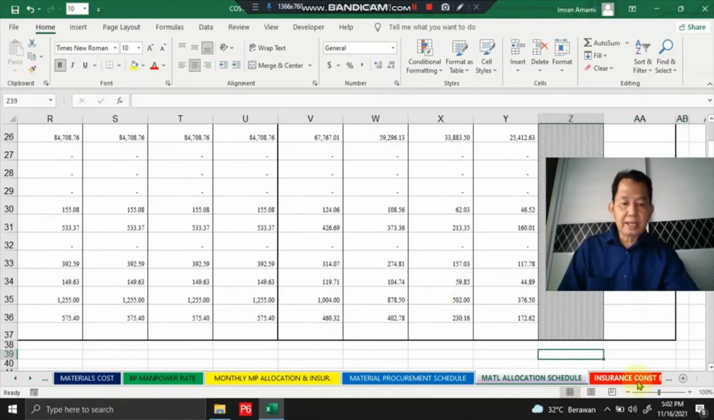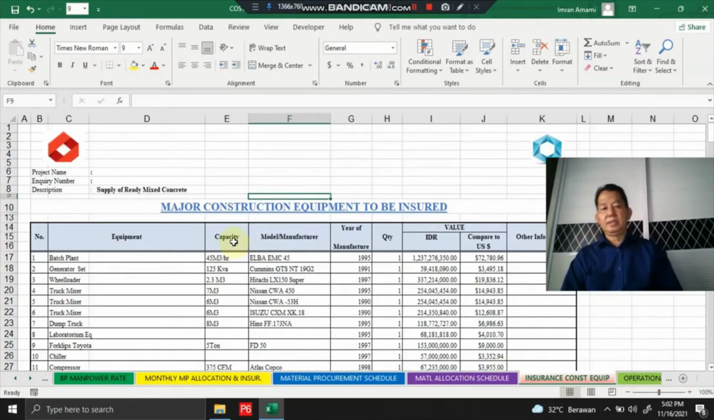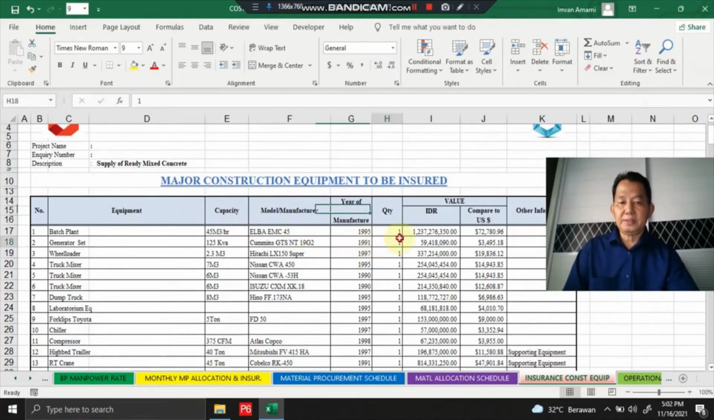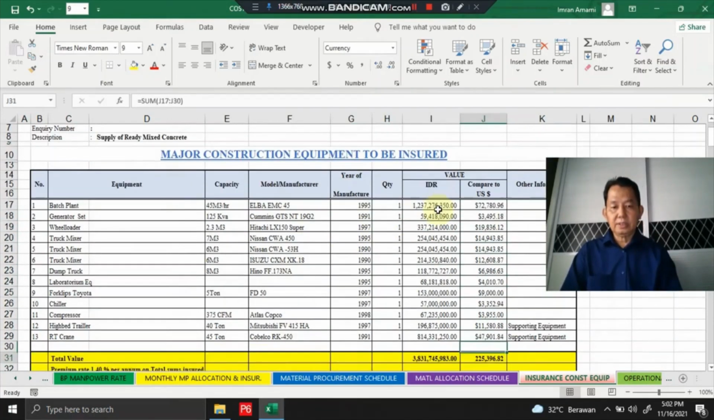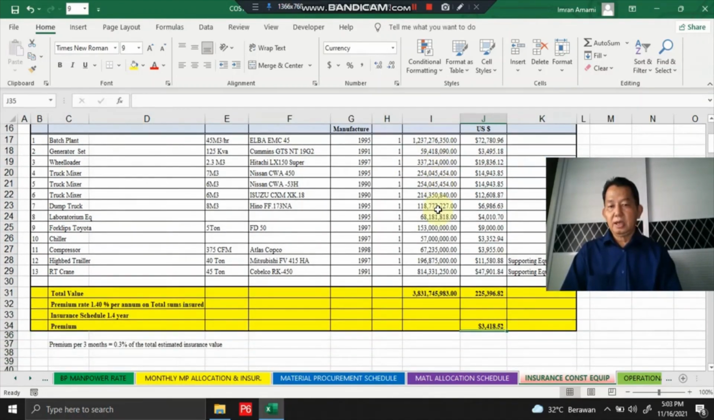Okay, and then insurance costs. As I mentioned before, the major construction equipment should be owned by the company. So in this program, we also calculate the insurance costs for the major construction equipment. Okay, here it is. Yes, here it is. And the total for the premium insurance for 1.4 years.